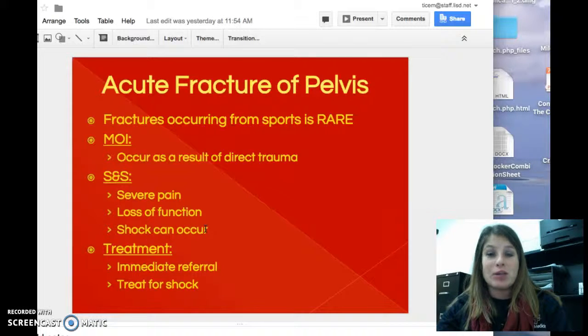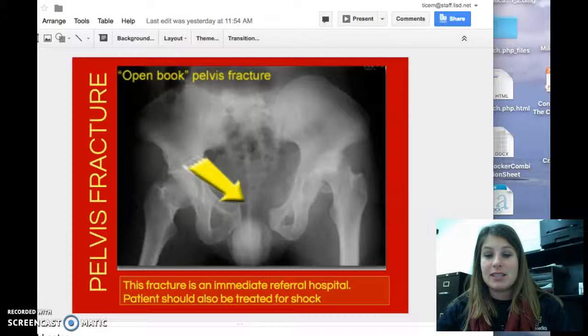So anytime we do that, just like with the femur, shock is going to be something that we're going to be very concerned about. Not only are we worried about taking care of the fracture, but we're also worried about taking care of the shock of the victim as well. So we're going to be sending them to the emergency room, calling 911, have them transport, because it is a medical emergency.